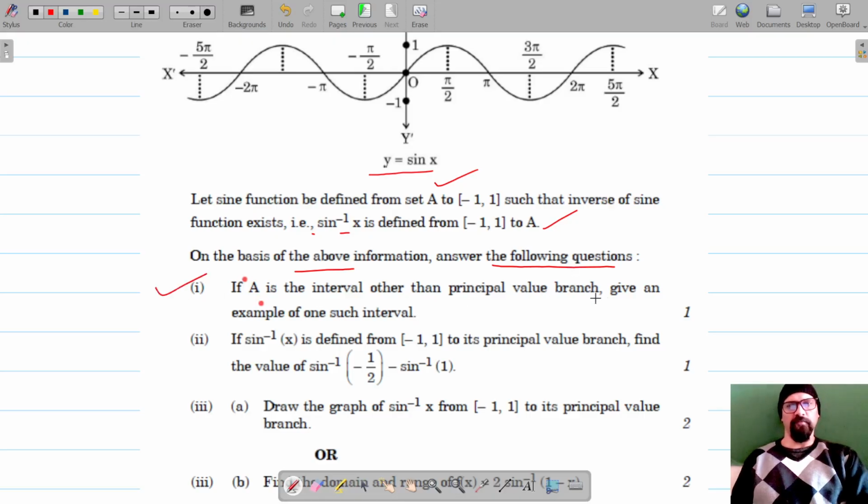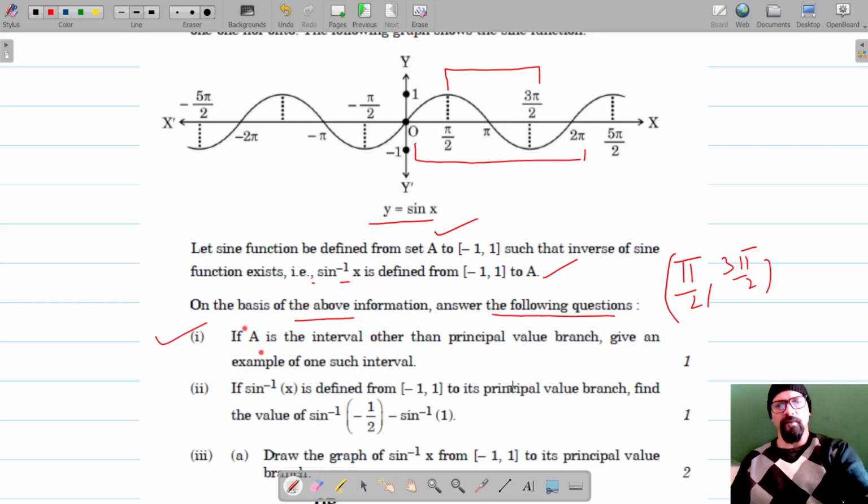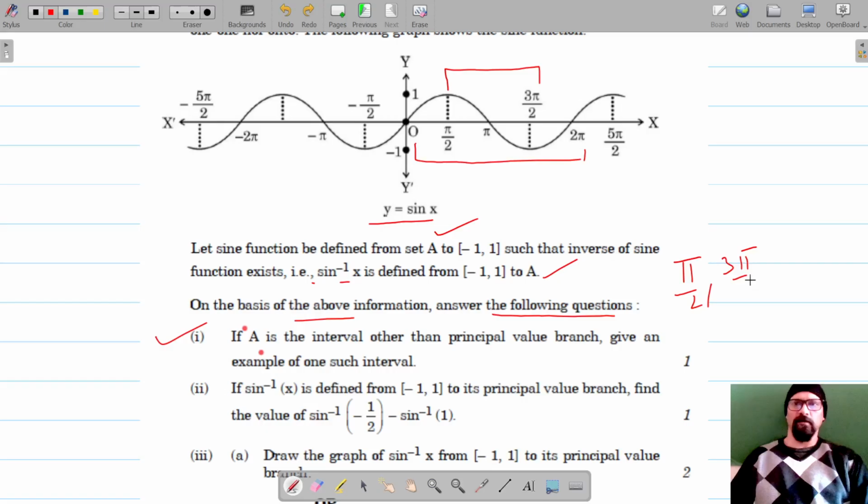So if A is the interval, then the principal value branch of sine inverse x is from 0 to 2 pi. And in this, we have to give another interval other than the principal value branch. So another interval for this could be, sorry, pi by 2 to 3 pi by 2, apart from the principal value branch, and it is a closed interval.